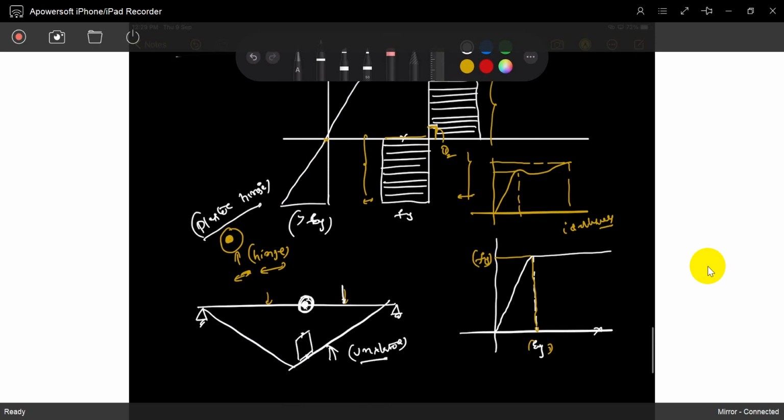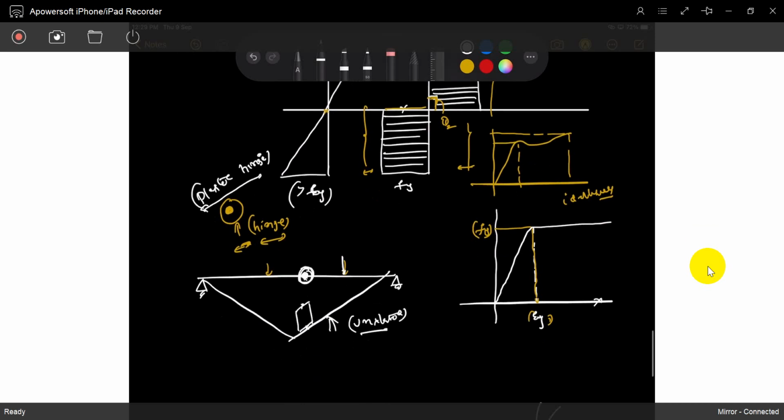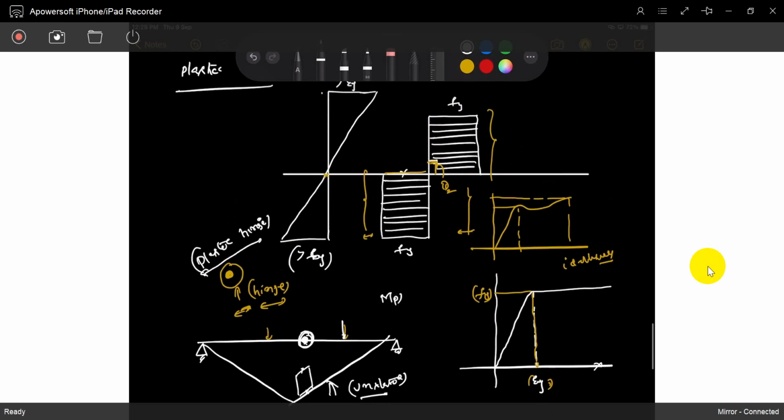But don't confuse it. In general, a normal hinge has no capacity, but a plastic hinge has a capacity of MP. Hinge is a moment, na? So a plastic hinge has a capacity of MP. Once the point reaches MP, it behaves as a hinge. It's not a hinge the first time. When the point resists up to MP, later it will convert into a hinge.